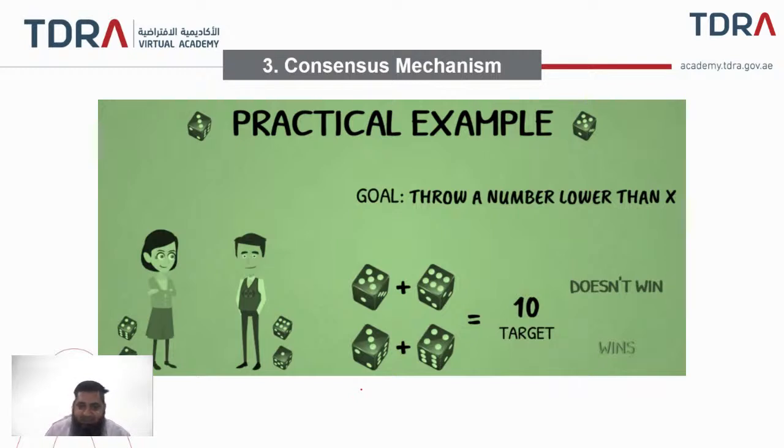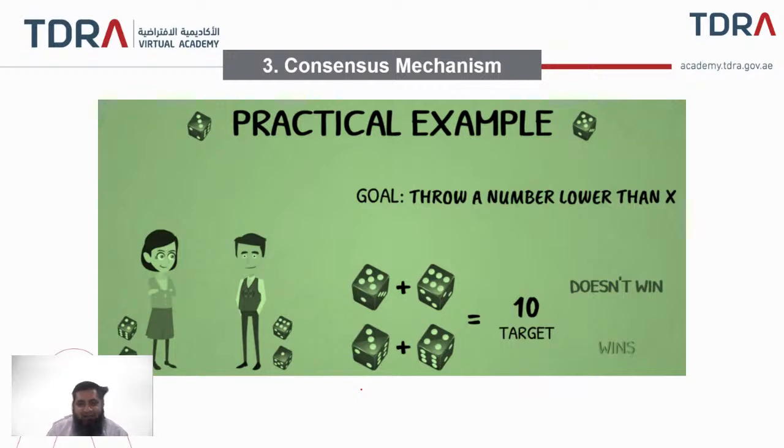Now, a practical example. Here we can see that there is a goal: throw a number lower than 10, meaning when the two dice were thrown by two persons. If the target is equal to 10, then it wins. If the result of the two dice face values is not 10, then we can say they lost, and when they lost they have to try again. So again and again both players will try, and the player that gets the value 10 first will be the winner of this game.